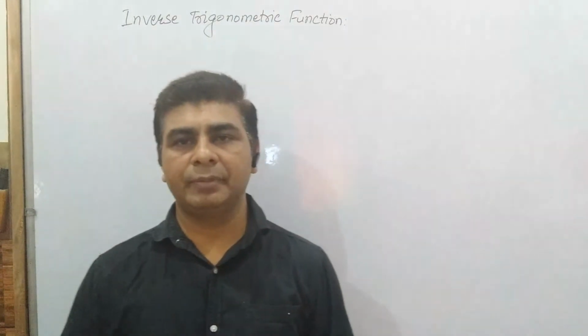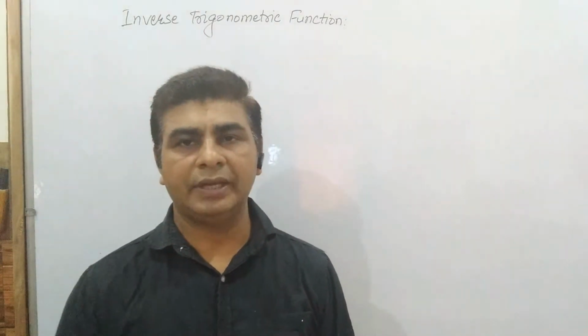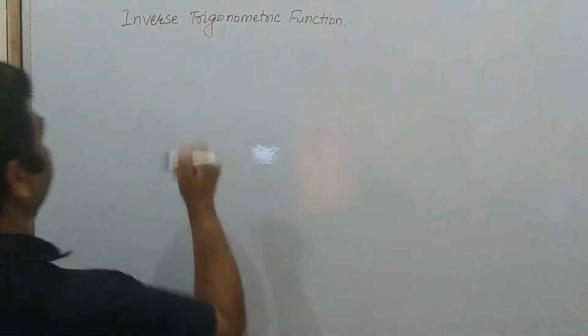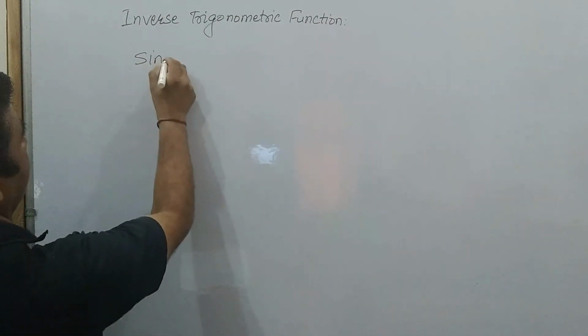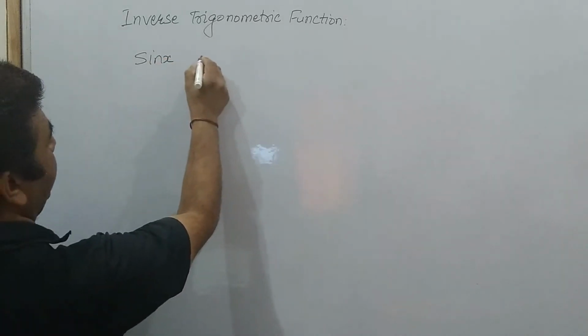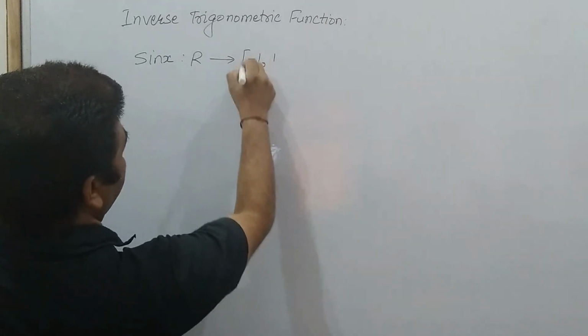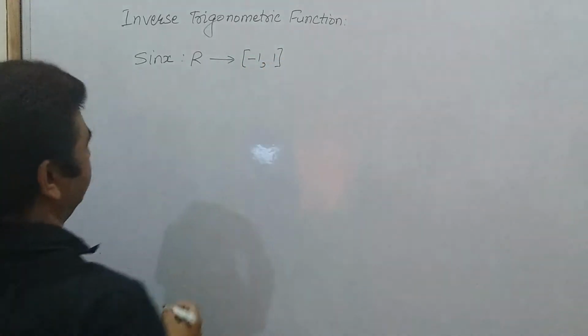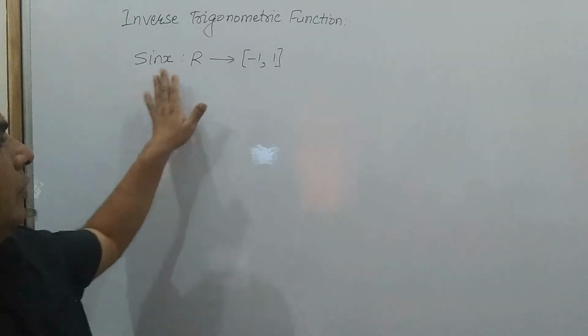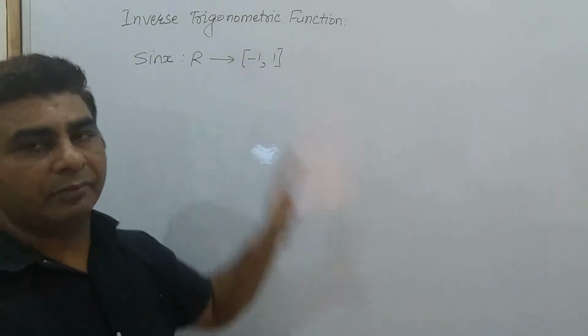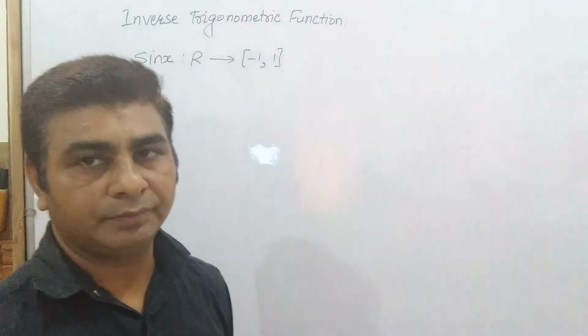Dear students, in your class 11, we have already studied the trigonometric functions sin x, cos x, tan x, cosecant x, secant x and cot x. We studied that the sine function, or sin x, has a domain of all real numbers and a range lying between -1 to +1. This is a sine function going from real numbers to -1 to +1. Domain is all real numbers and range lies in between -1 to +1.